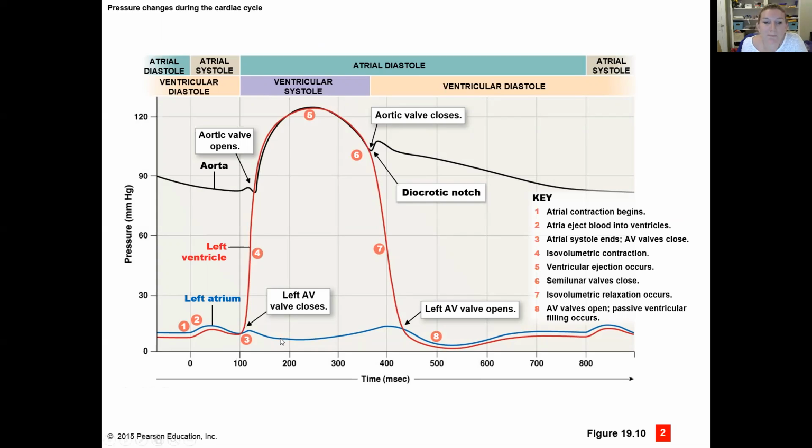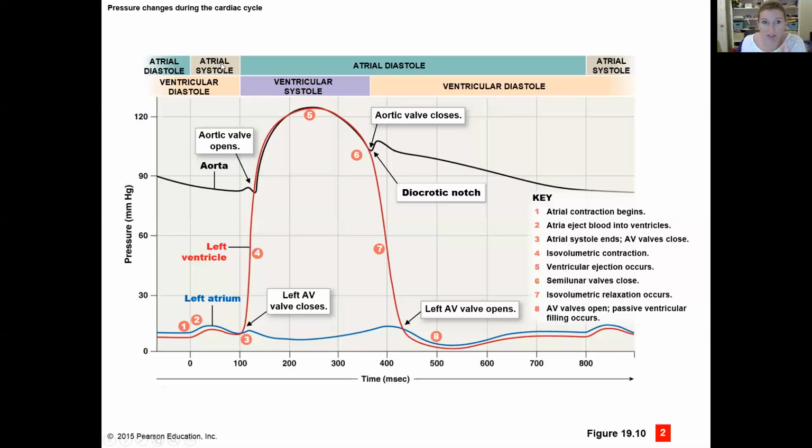Look what happens immediately after those AV valves close. So after that contraction, that wringing of the sponge, our AV valves shut. Remember what happens after our AV valves shut. If you can't remember, look up here at the top of the graph.